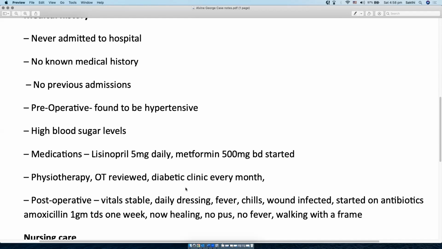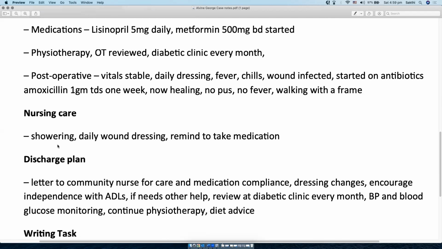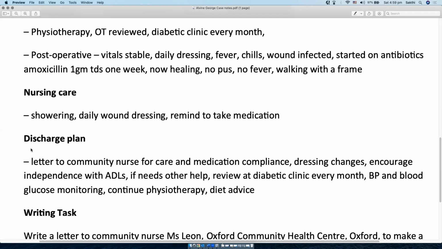Physiotherapy, OT reviewed, diabetic clinic every month. Post-operative, vital stable, daily dressing, fever, chills, wound infected. Started on antibiotics, amoxicillin 1 gram, TDS 1 week. Now healing, no pulse, no fever, walking with the frame. Nursing care includes showering, daily wound dressing, remind to take medication.